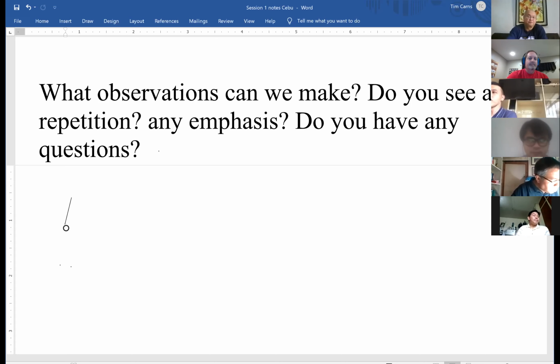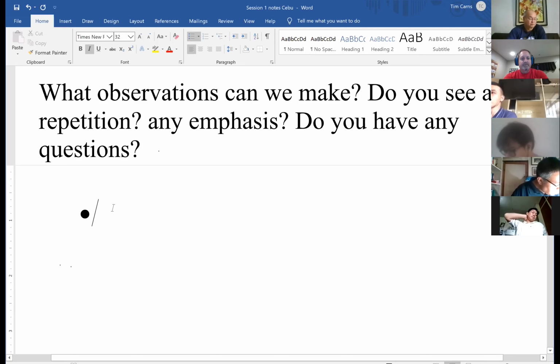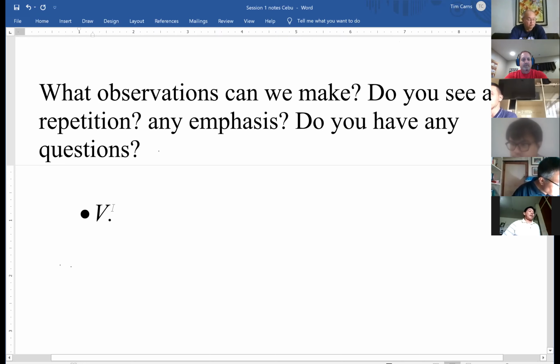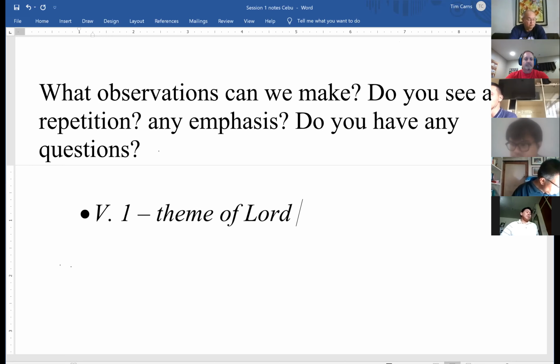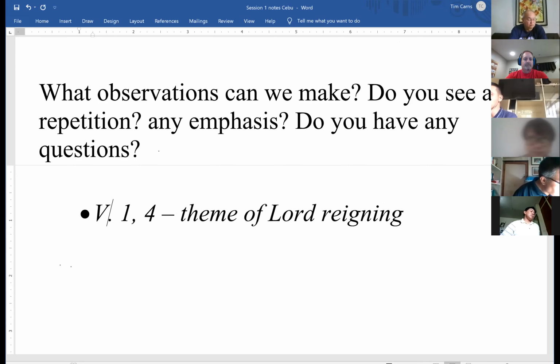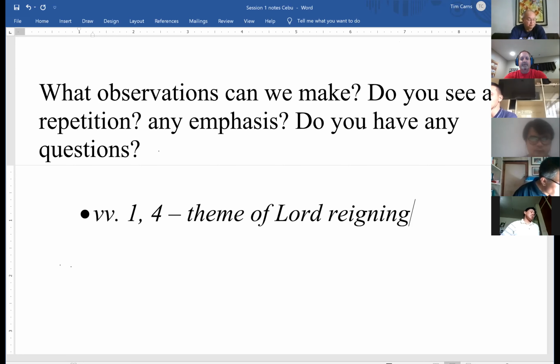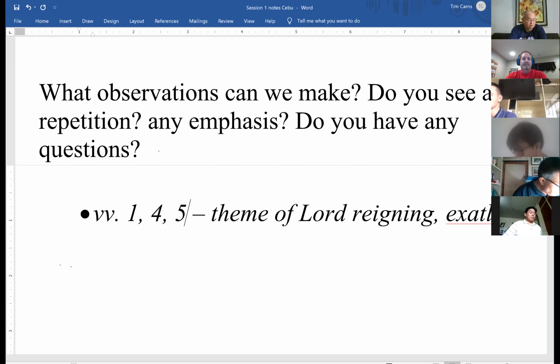The theme of the Lord reigning, the theme of his sovereign rule. Okay, give me a verse number. In verse 1, you'll see that also in verse 4. Okay, good. Verse 1, 4. All right, this idea of reigning, exalted. Yeah. Okay, good. Yeah, even verse 5. Verse 5, yep. There you go. So it seems to be spread throughout the poem, right?